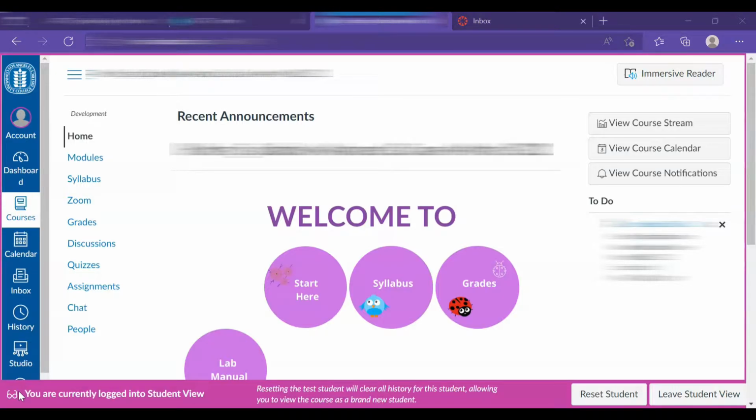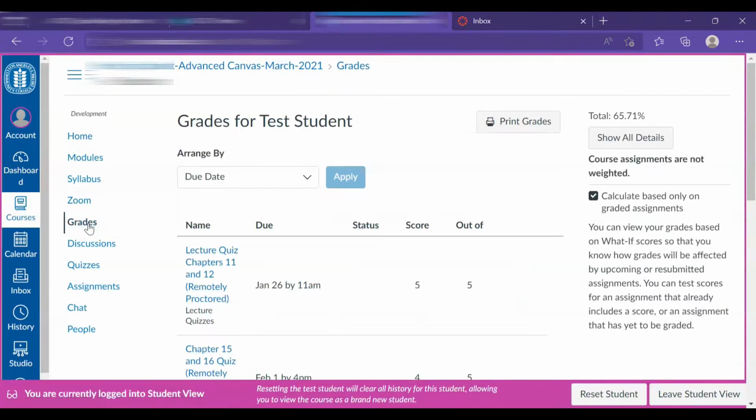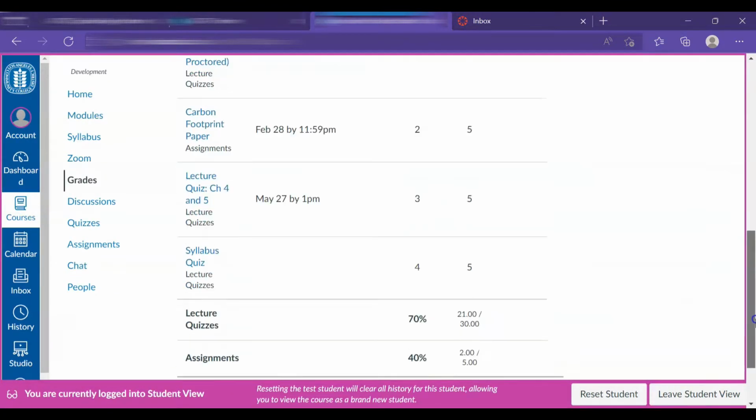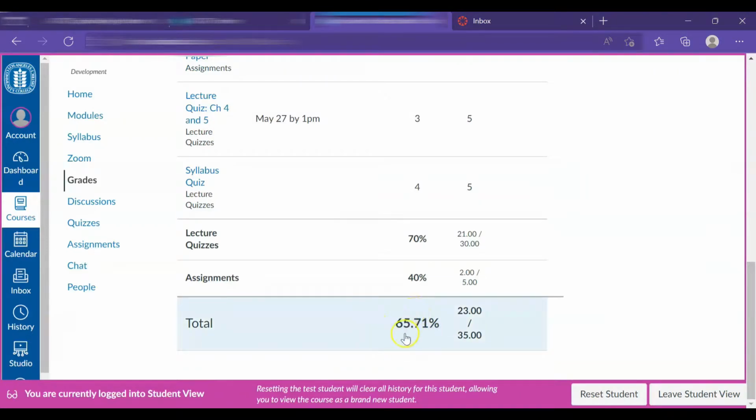Click the Canvas course, click Grades, the column on the left, scroll to the bottom of the screen. You can see the total class percentage, and you can see that these are the total points that the student obtained divided by the total points of the course.